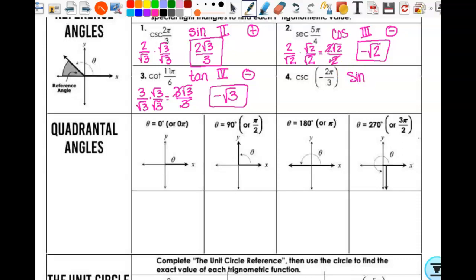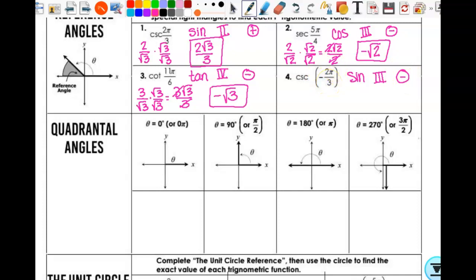Negative 2 pi thirds is in which quadrant? The third, because we have to go clockwise. And in the third quadrant, is sine positive or negative? Negative. Remember, this negative and this negative are completely unrelated. This isn't negative just because this is. It has to do with what quadrant you're in.